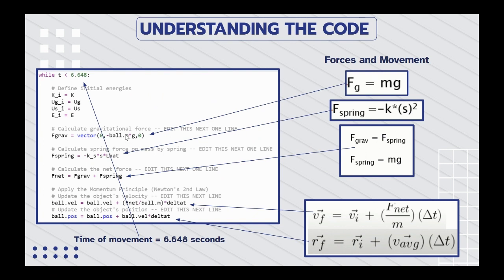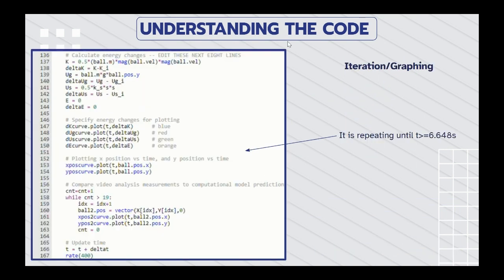And then the force of gravity can be seen here in the code. The force of the spring can be seen here. Then the F net is pretty much force of gravity plus force of spring, which is here. And then we're also looking at the position and velocity, which can be used knowing these formulas, pretty much just converting them into the code format. And then this pretty much means that each iteration goes as t is larger or equal to 6.648.